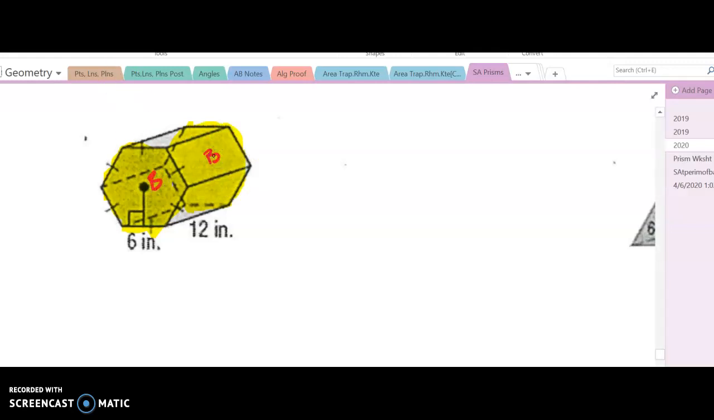These are our bases. So this is a base and this is a base. The next thing we want to look for is what is our height? What is the distance between the bases? So the distance between the bases here is shown to be 12. And now we're ready to find the surface area. I'm just going to call that SA. So we're talking about perimeter of the base times the height plus 2 times area of the base.